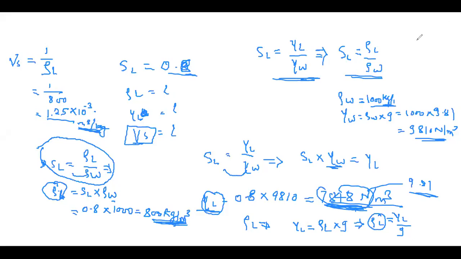So in this way we solve the problems. I think from this problem your understanding of these 4 properties might have become clear. What are the 4 properties? Mass density, weight density, then specific volume and specific gravity, right?